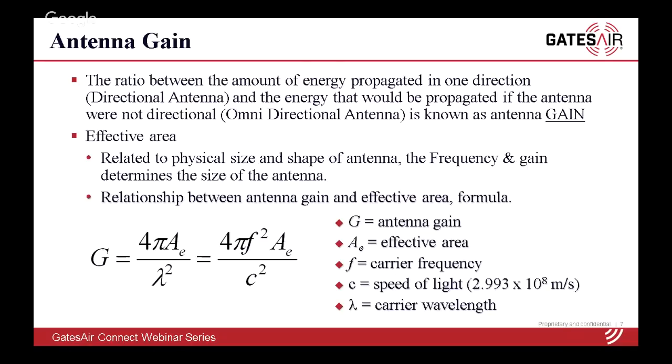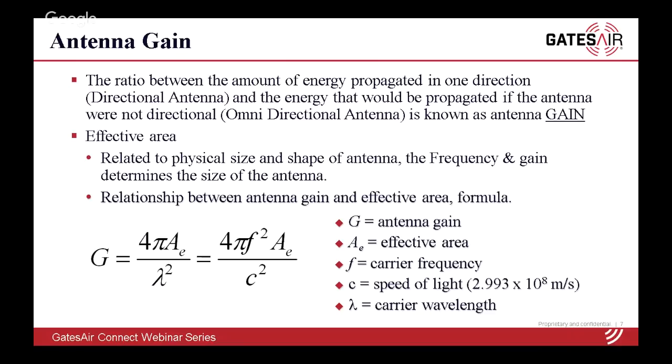So the next thing that we talked about earlier is this gain. Directivity is one thing, but gain takes into account the ratio between the amount of energy propagated in one direction, a directional antenna, and the energy that would be propagated if the antenna were non-directional. Omnidirectional antennas is known as antenna gain, or I'm sorry, omnidirectional antenna or gain, in reference to the two different ones. So effective area, we're gonna move on a little bit.